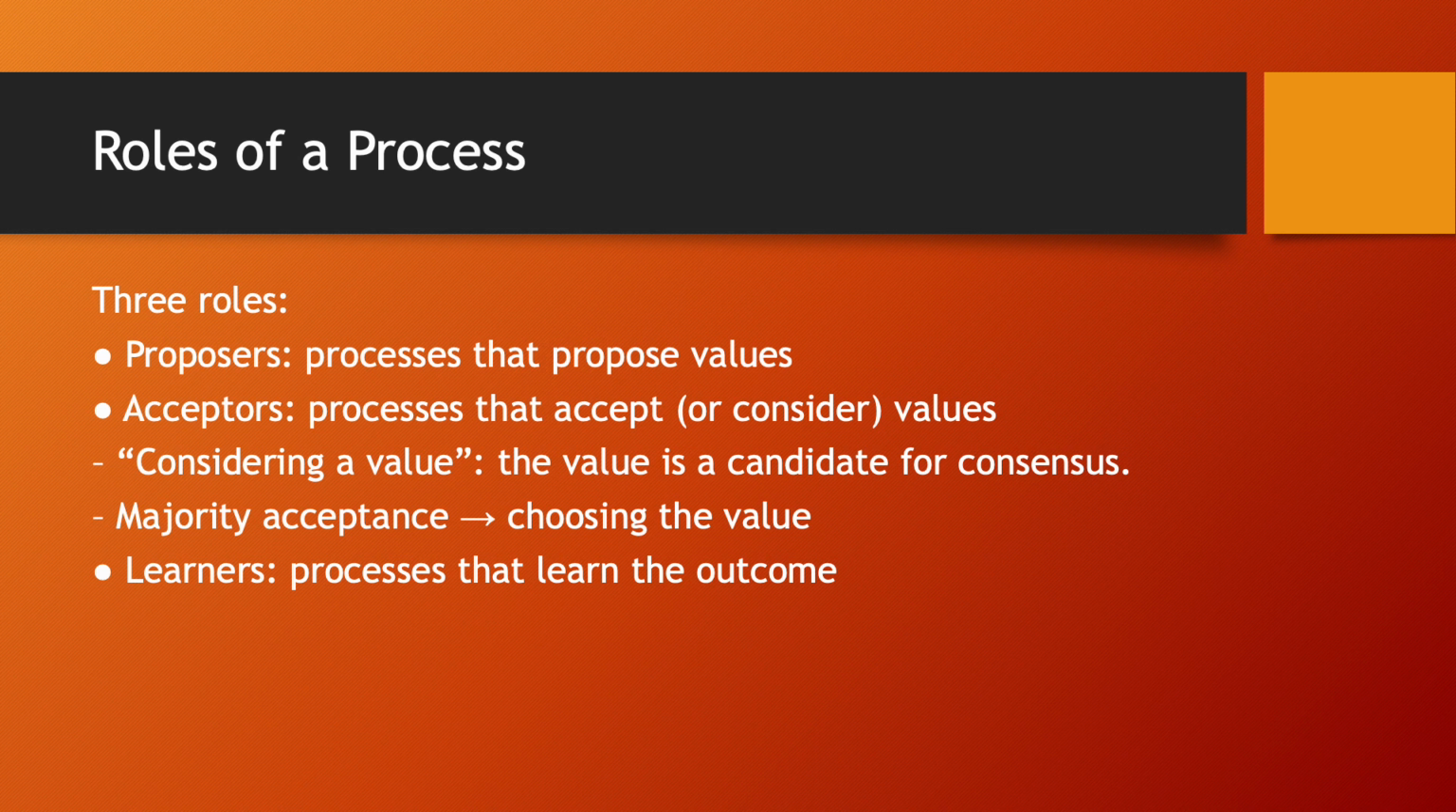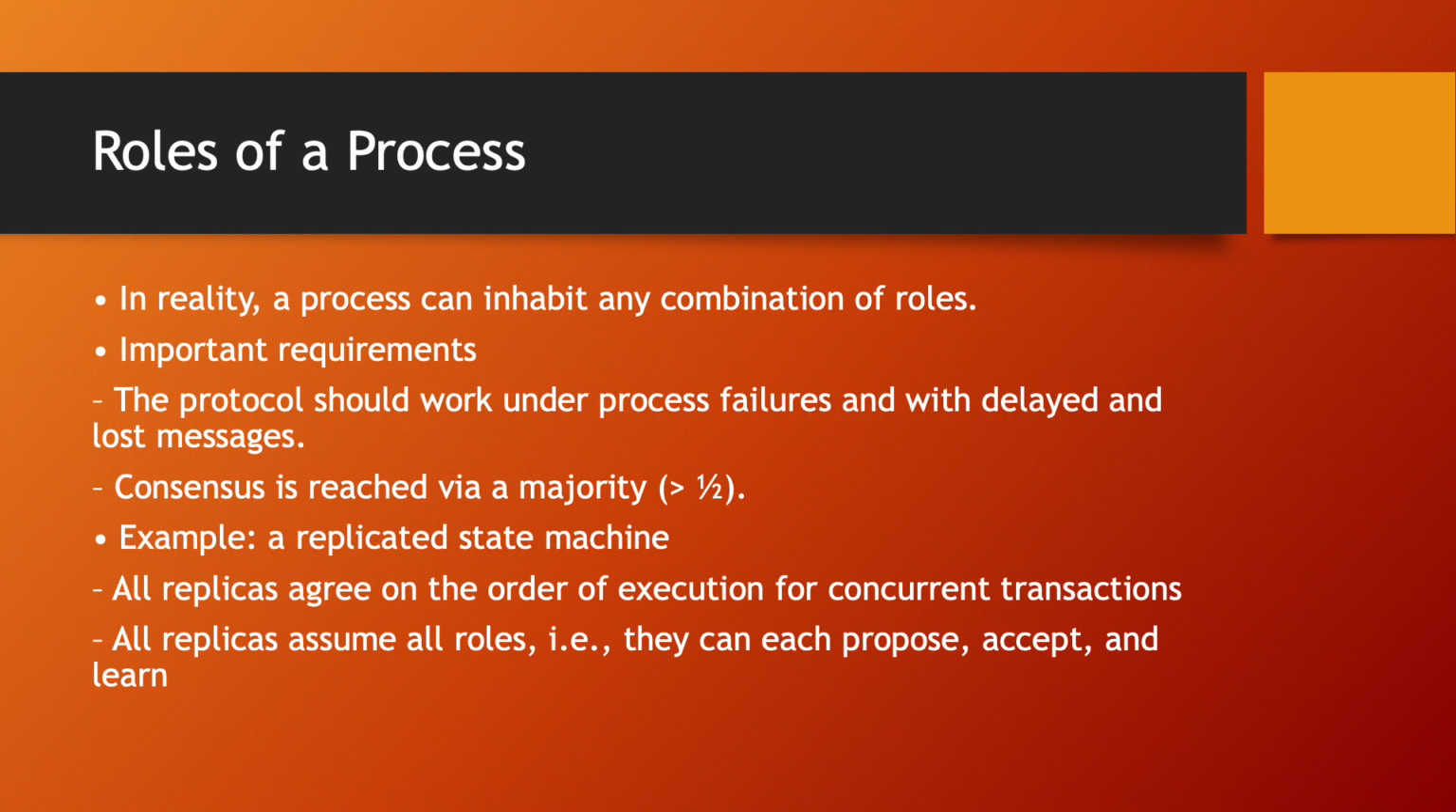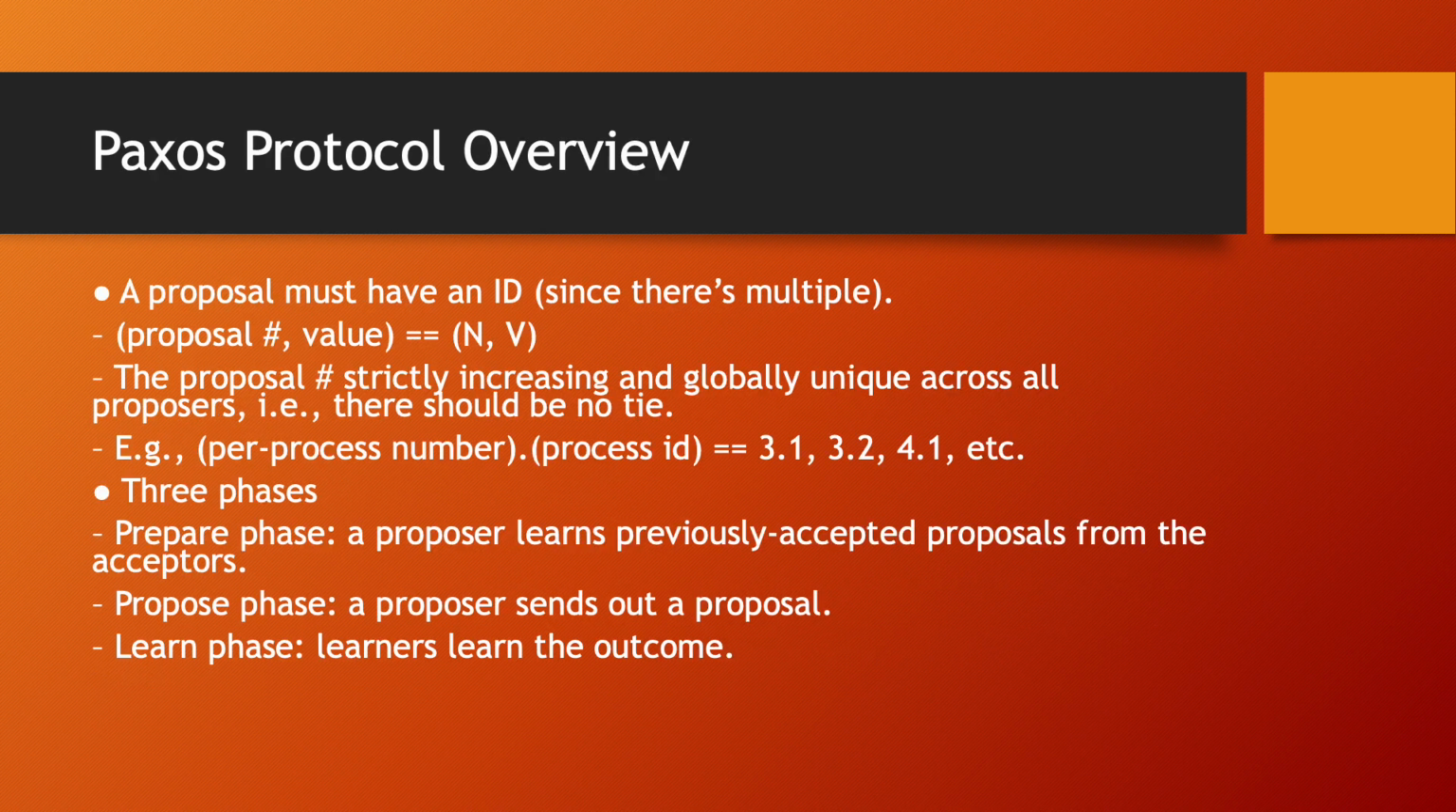There are 3 roles. Proposers, processes that propose values, considering a value as a candidate for consensus. Acceptors, processes that accept values, with majority acceptance picking the value. And learners, processes that learn the outcome. Roles of a process: in reality, a process can inhabit any combination of roles. Important requirements: the protocol should work under process failures with delayed and lost messages. Consensus is reached by a majority. Example, a replicated state machine. All replicas agree on the order of execution for concurrent transactions. All replicas assume all roles, that is, they can propose, accept, and learn.